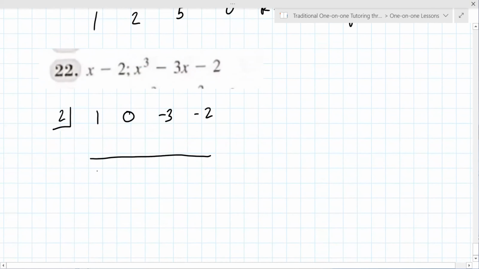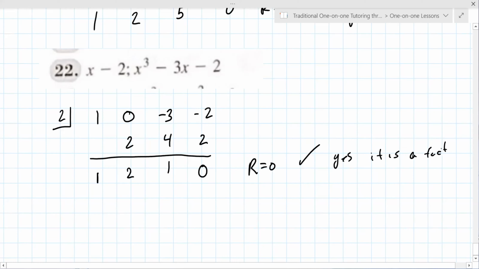So again, you bring that 1 down, multiply. 0 plus 2 is 2. 2 times 2 is 4. -3 plus 4 is 1. 1 times 2 is 2. And look at that, another remainder equals 0. Check. Yes, it is a factor. Got it. So that was 22. Okay, so that gets us through 2.4.